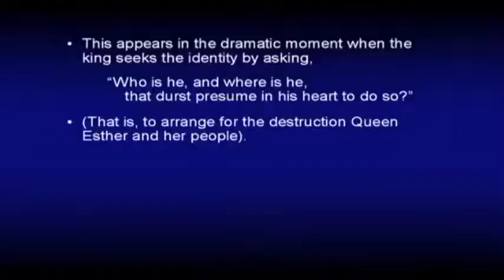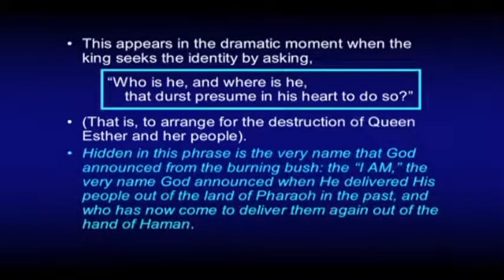And when he finds out it's Haman, he has to actually leave the room. He's so enraged. But this is the key pinnacle here. And this is to arrange for the destruction of Queen Esther and her people. Who's doing that? This is the point. This is the key thing.